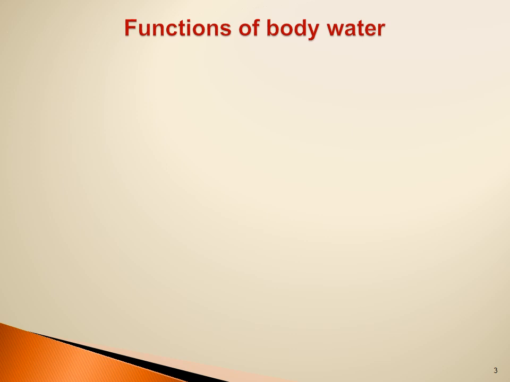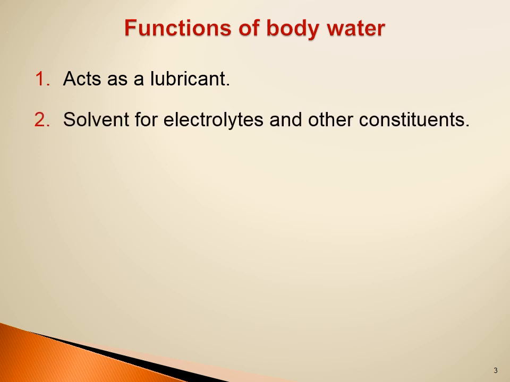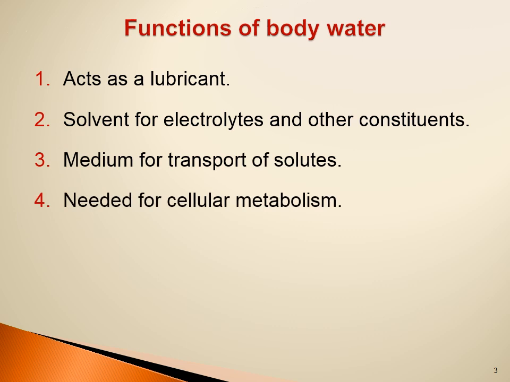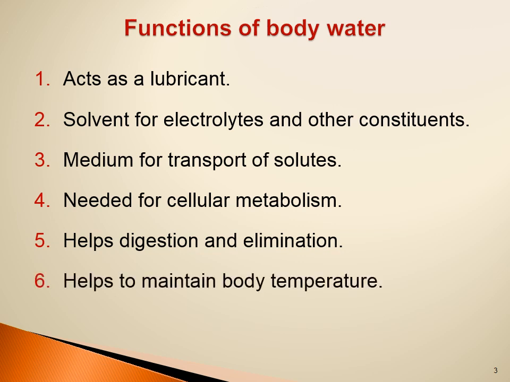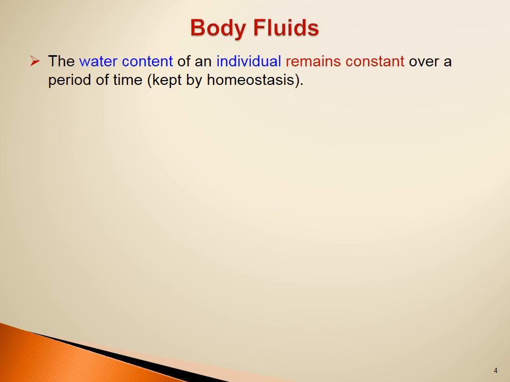Water in our body has several functions. Among these functions are the following examples. Water acts as a lubricant. It is also an important solvent for electrolytes and other constituents. It is the medium for transport of solutes. It is needed for cellular metabolism. It helps digestion and elimination, and it helps to maintain body temperature. The water content of an individual remains constant over a period of time, and this is kept by homeostasis.